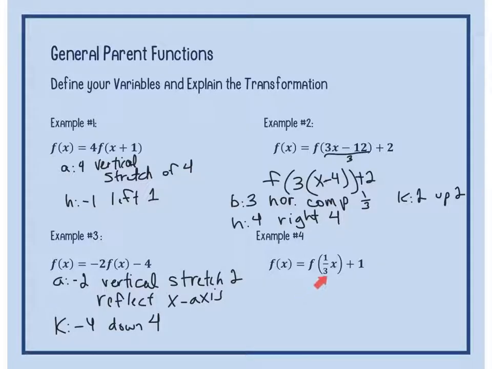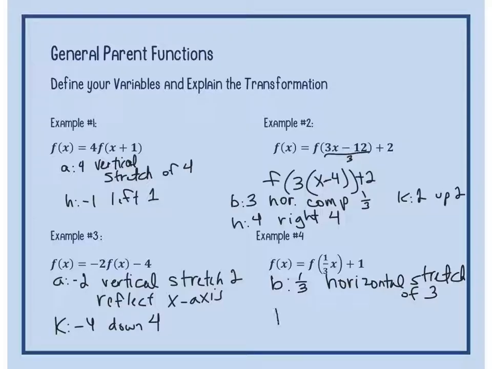Example number 4. A number in front of the x inside the parentheses means that is your b value. So b is 1/3. Remember that it's the opposite of a, so this is a horizontal stretch. By how much? You take the reciprocal. Taking the reciprocal means we're going to flip it upside down. So it's a horizontal stretch of 3.